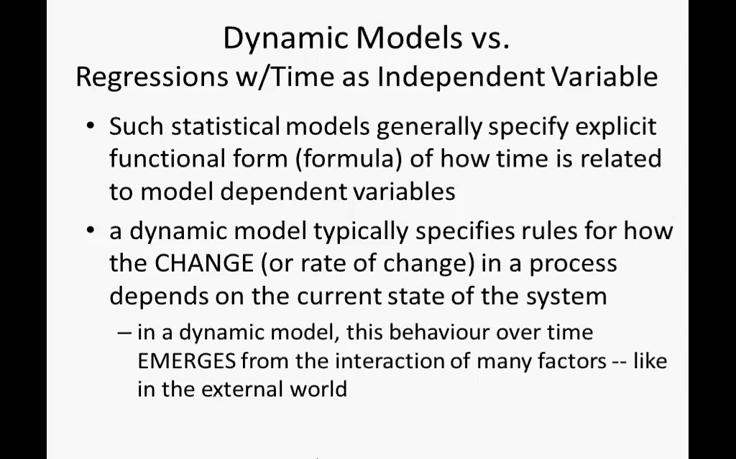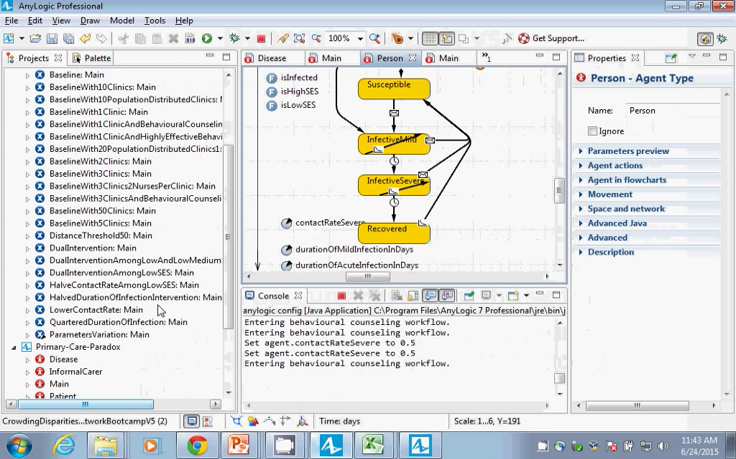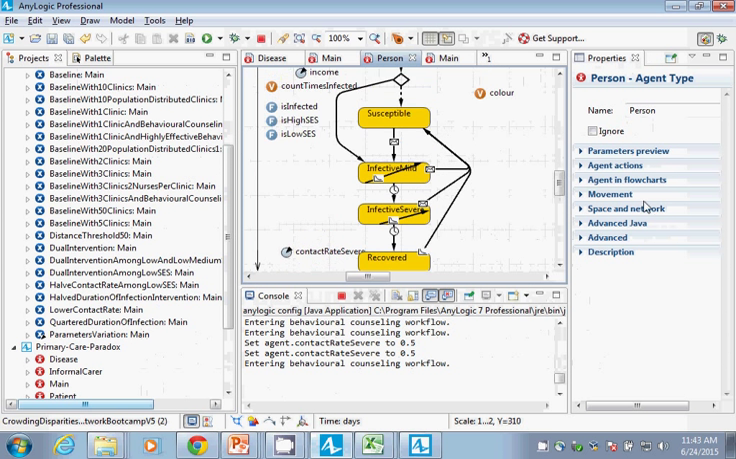We're not saying assume that the number of cases rises linearly with some beta. We're not assuming it rises in a sigmoidal fashion. We could do that in a statistical model, and there's no shame in that. But here, within a dynamic model, that's an emergent feature of all these different interactions in the system, whether it's stocks or flows, or these different factors within the system, rules for how people interact, etc.